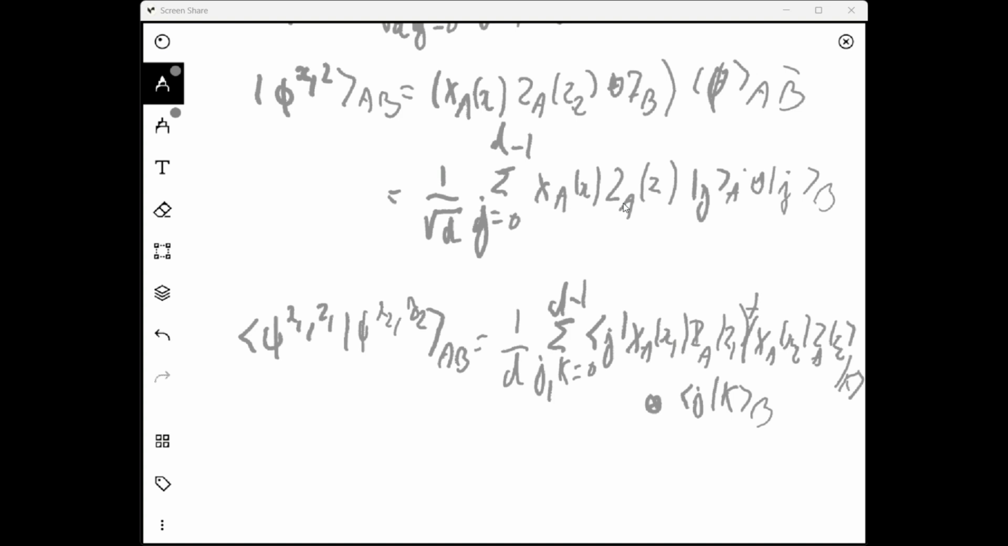And so because it's orthonormal, you just have delta gk, so there is only one term, and so we can put it like this: ZA dagger X, ZA, ZA dagger X1, X2, Z2.